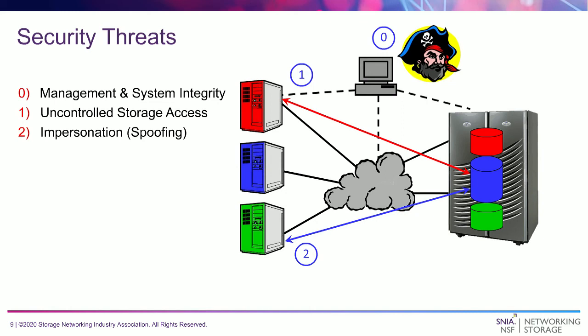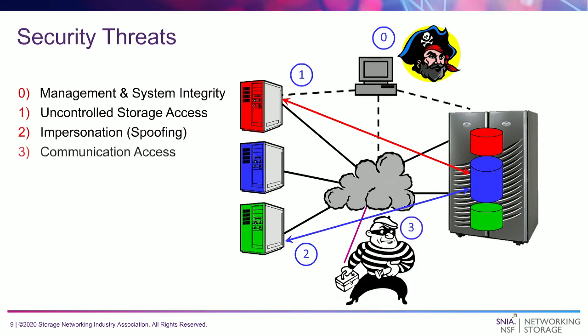Or you can have impersonation, spoofing. So the green server can declare to the storage system, I am the blue server, give me access to the blue storage. And that is another fundamental security threat we have to look at. Or we can have an attacker who is able to access the network, and so can see all the traffic that is going on, see all the communication, eavesdrop on information from there, or even inject or modify the traffic. That is one of the most relevant places where data in transit has a requirement for security.